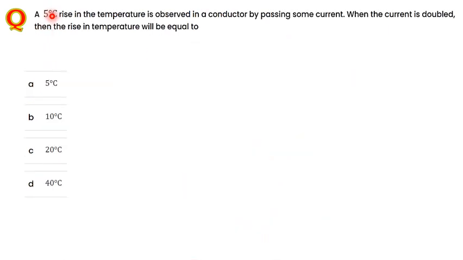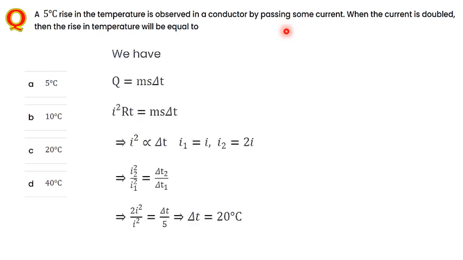Next question here is, a 5 degree Celsius rise in temperature is observed in a conductor by passing some current. Just consider a wire or a conductor. When you are passing a current, it produces a 5 degree Celsius temperature rise. That is, the conductor is getting heated by 5 degrees Celsius.